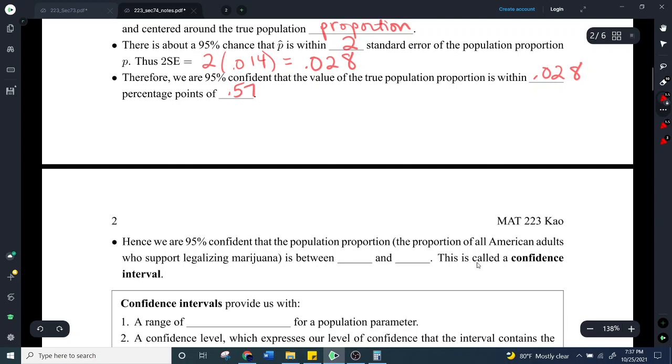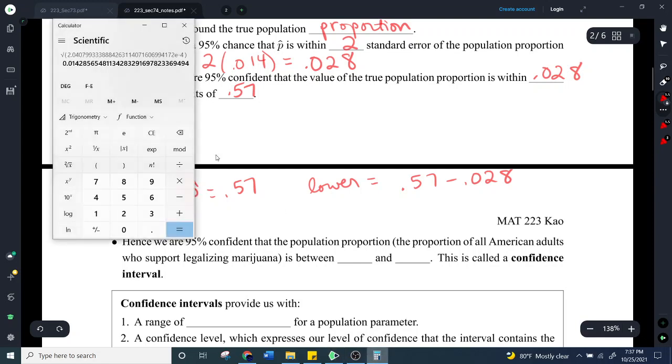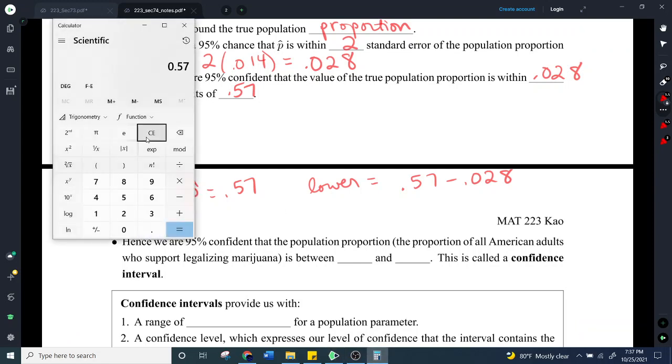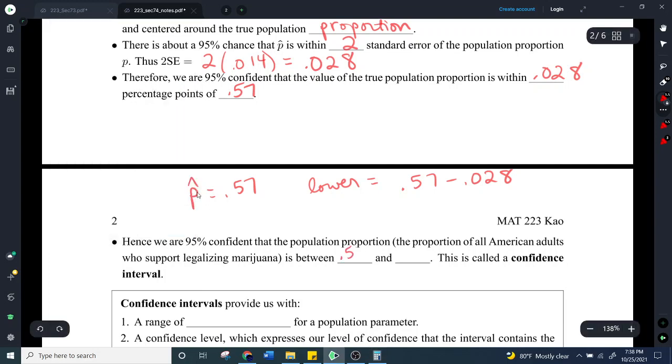So I need a boundary point. If p hat was 57%, then I need you to take this 0.028 number and subtract that. So we need a lower bound and an upper bound. We're going to take that 0.028 number and subtract it from 0.57 to get the lower bound. So let's calculate that. 0.57 minus 0.028, and I'm getting 0.542. So that's our lower bound, 0.542.